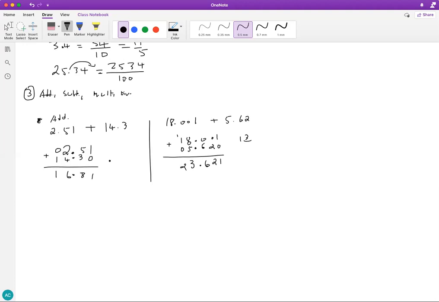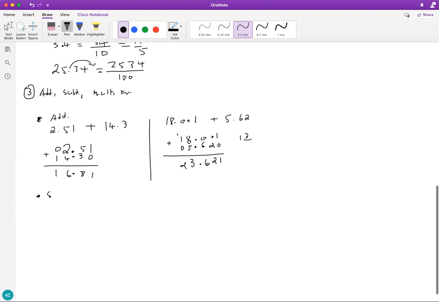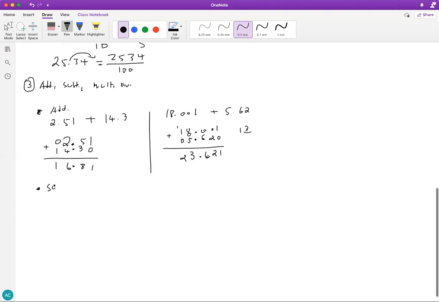So pretty simple, no big deal. Subtraction is quite similar to addition, but there's a little problem. Sometimes we can't subtract. That's when you need to borrow. Let's do a couple of examples. Let's start with a simple one first.